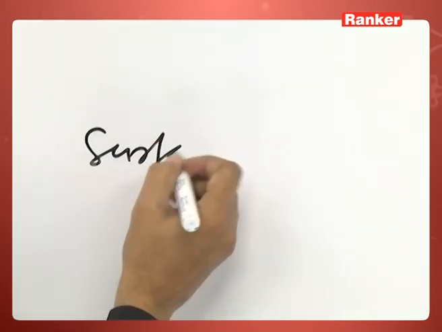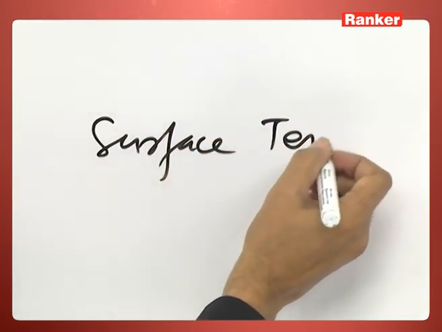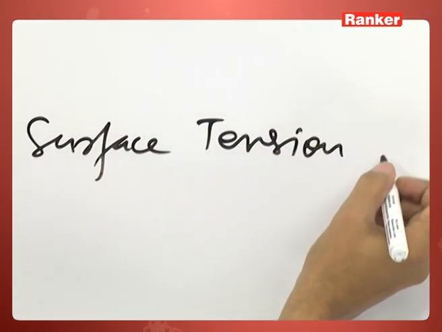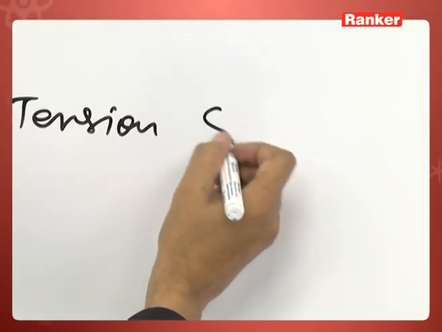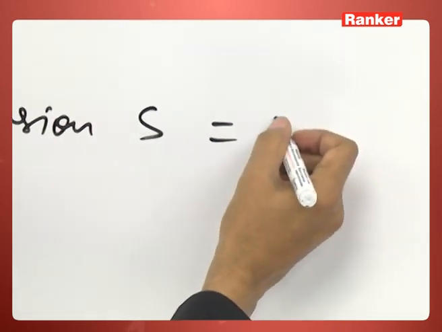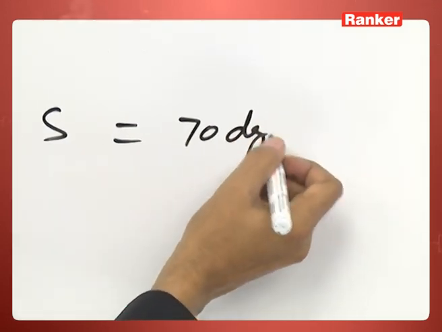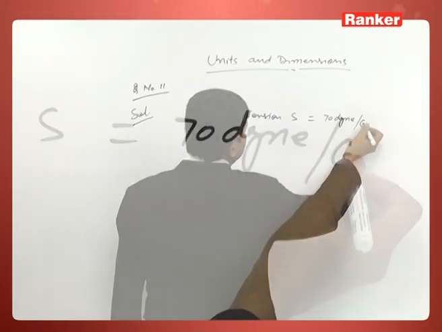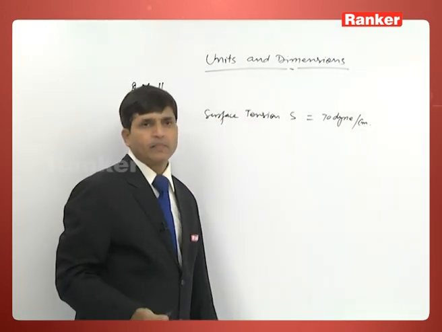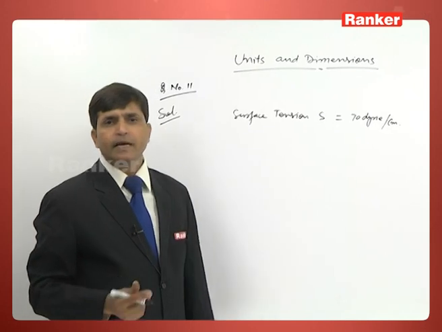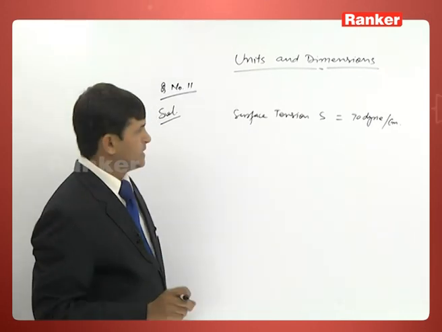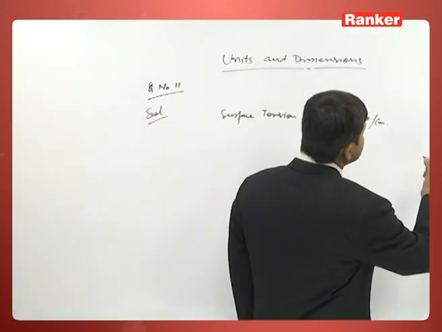Surface tension given here, normally we represent it with S, is 70 dyne per centimeter. Now this is your CGS unit. This we have to convert into SI.